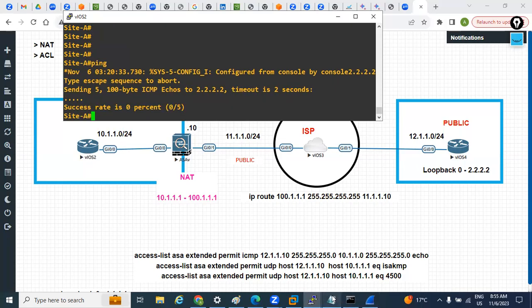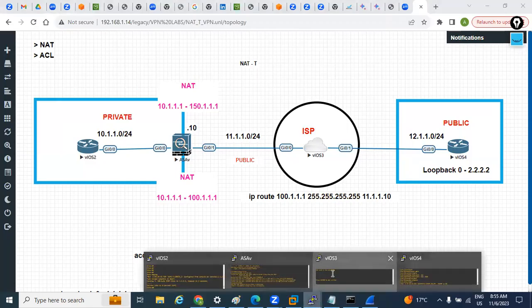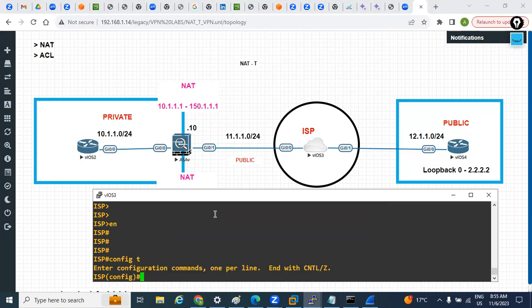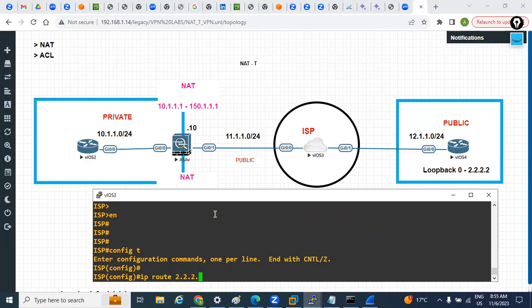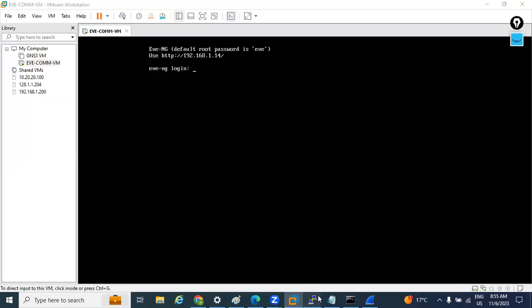ISP doesn't have any route for 2.2 because I'm not using any NAT here, so I have to go back to this route here. IP route 2.2.2.0, subnet mask, next hop 12.1.1.2. Now let's try here.